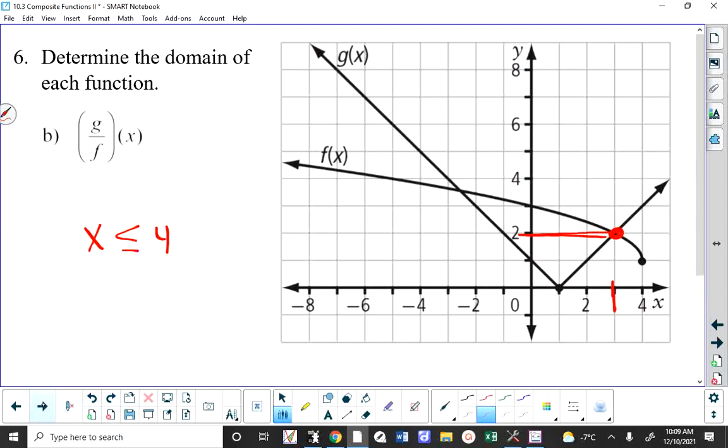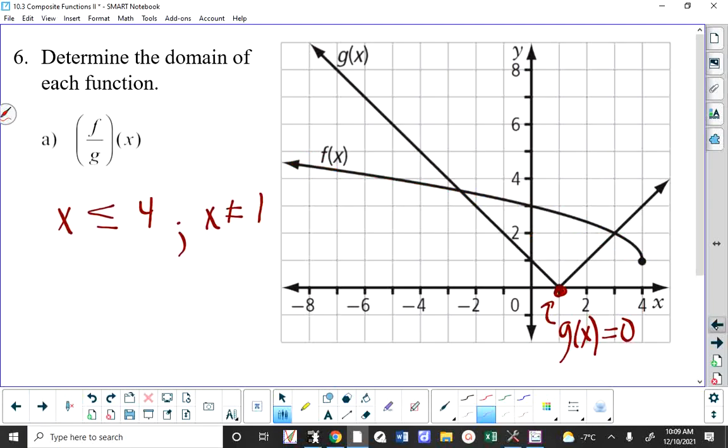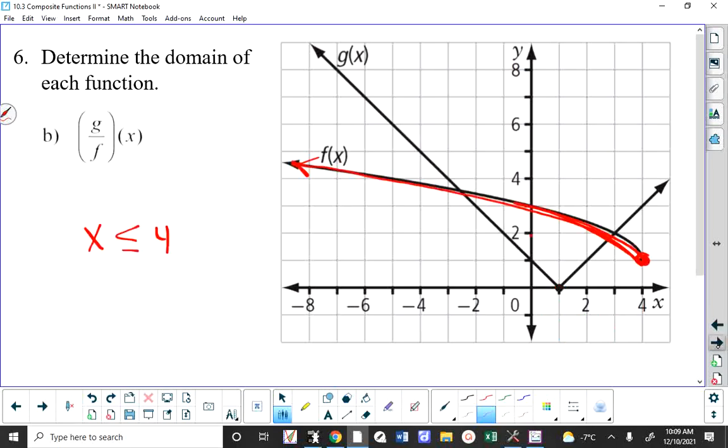Since we're dividing by f of x, we would have to exclude any points where that function has a value of 0, and that function is never 0. In other words, when we said x can't be equal to 1 here, it was because there was an x-intercept at 1 for the function we were dividing by. If we're dividing by a function that has no x-intercepts, then it will never be 0, so we don't have to include it. Does that make sense? Good.